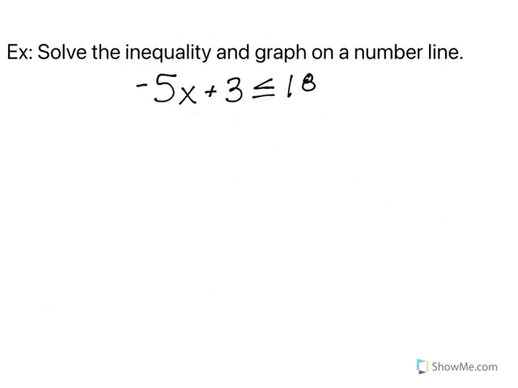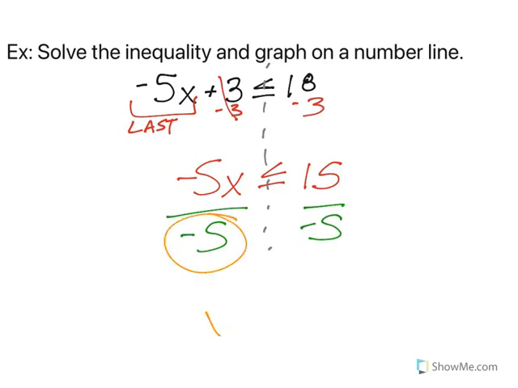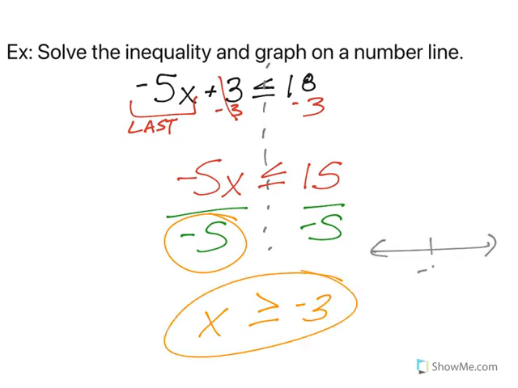Okay, negative 5x plus 3 is less than or equal to 18. Again, the variable portion is the last thing I do. So we're going to subtract 3 from both sides. So negative 5x is less than or equal to 15. Now I have multiplication, so I'm going to divide. Notice, I am dividing by a negative. So that means my sign flips, and I get x is greater than or equal to negative 3.